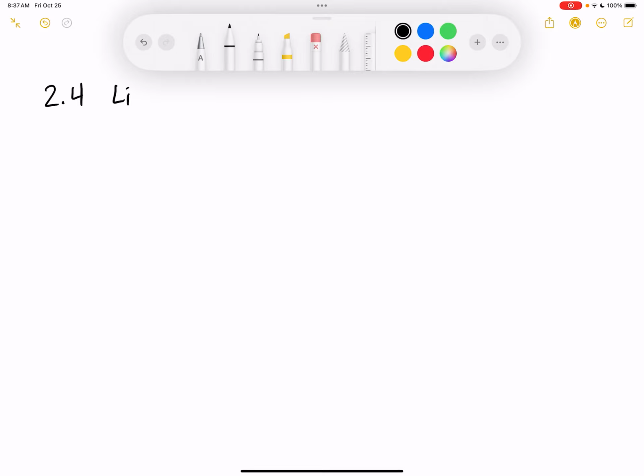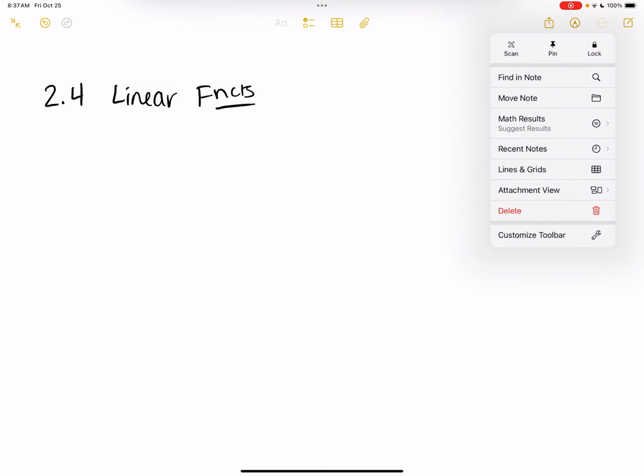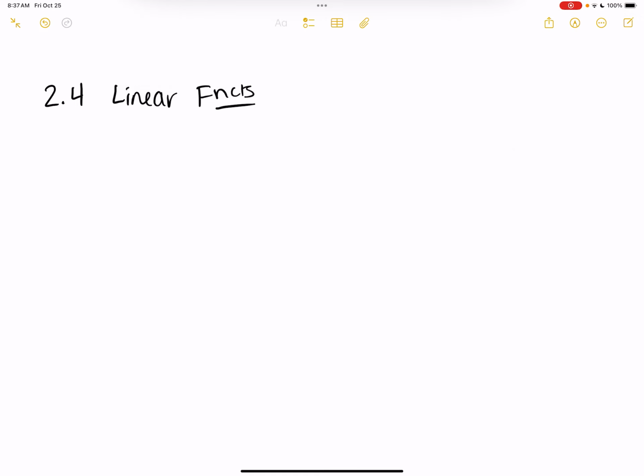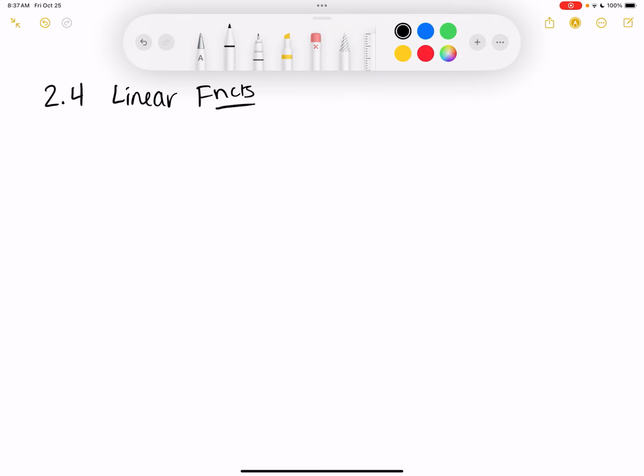So 2.4, linear functions. All right, so we'll be doing essentially writing equations of lines, graphing lines, finding slope, things like that. Graph each linear function. We're not doing the domain and range part because that's just all real numbers.